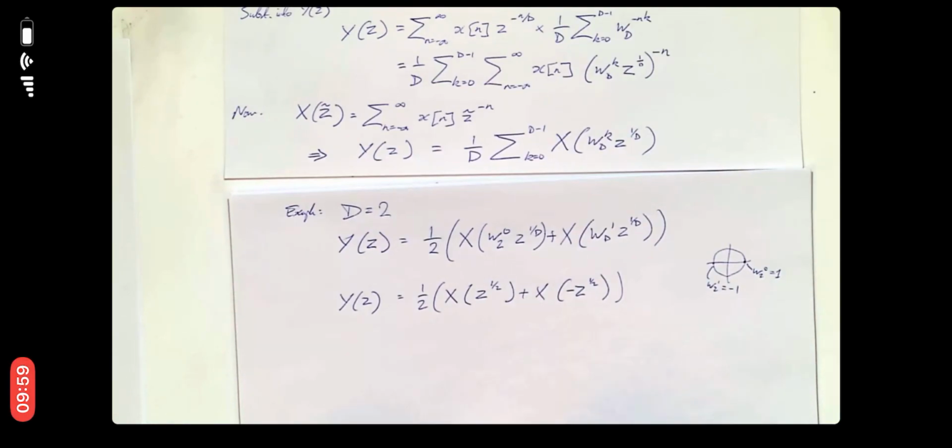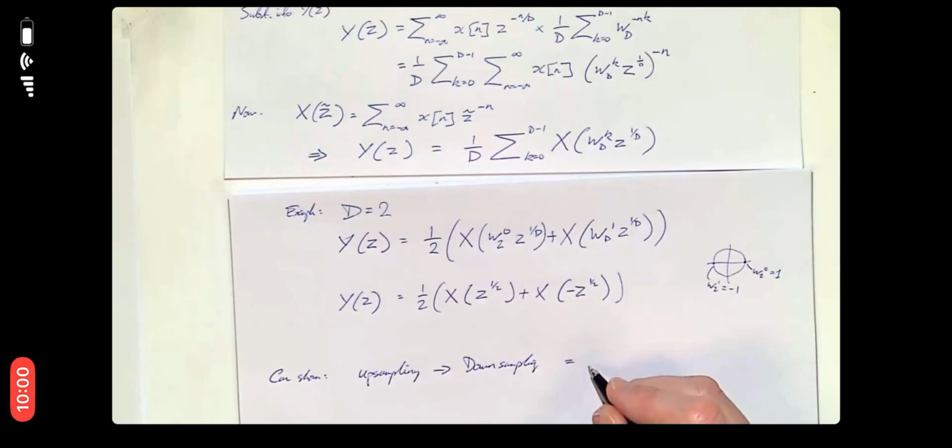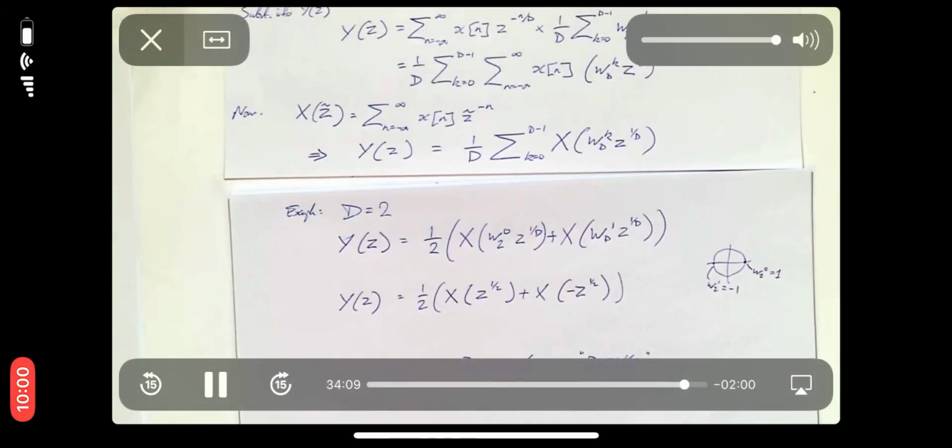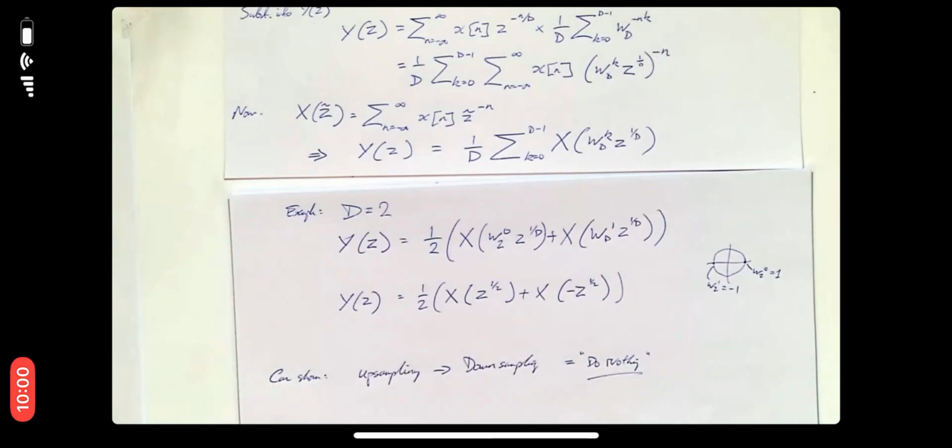Once you've got these, you can show that upsampling followed by downsampling is a sort of do nothing operation, and so that's something that you'll be able to have a go with in the tutorial.